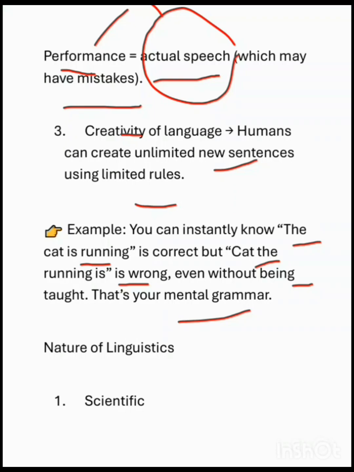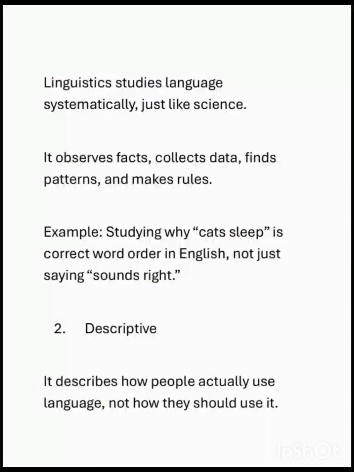Now let's talk about the nature of linguistics. So first of all, linguistics is scientific. I have talked about this, that linguistics is a scientific study of language. So we study language systematically, just like in science we use facts, and so in linguistics we study it systematically by using rules of grammar, etc. It observes facts, collects data, finds patterns, and makes rules.